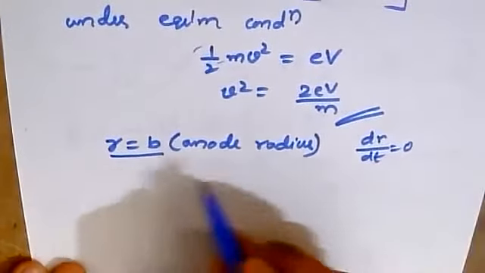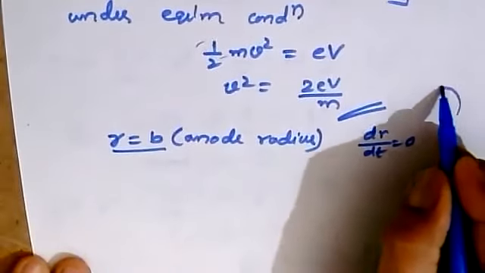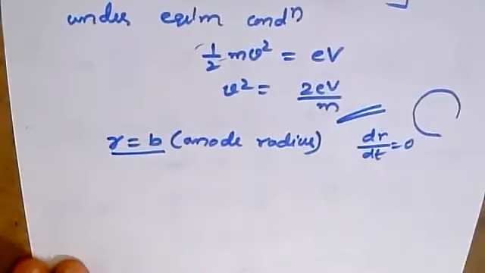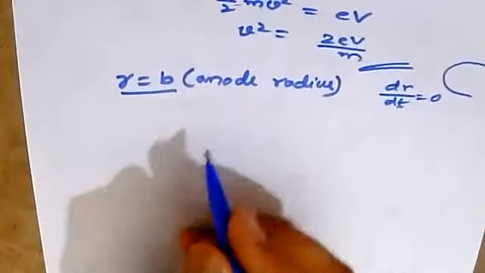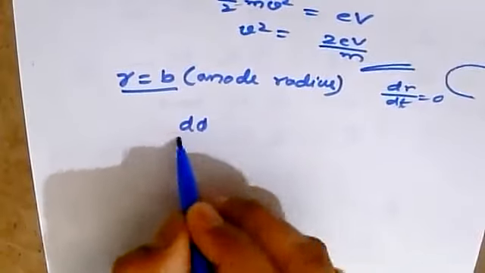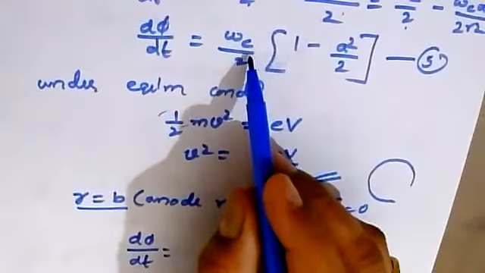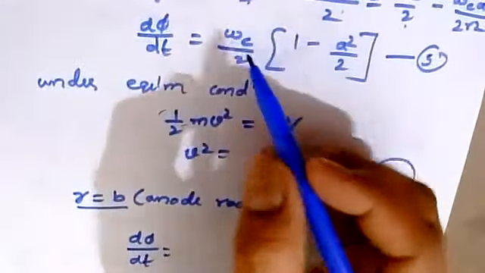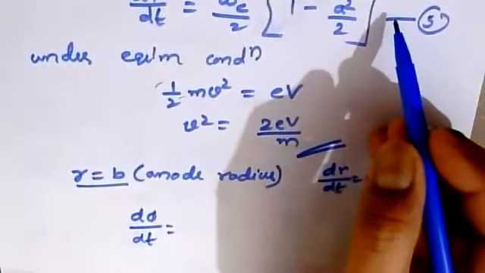Because at this particular point, the electron will be just grazing the surface of the anode and returning back to the cathode, so dr by dt will be equal to 0. After that, we get the term d phi by dt, the earlier expression we have got here. This is the same expression I am using over here, which is equal to omega c by 2.